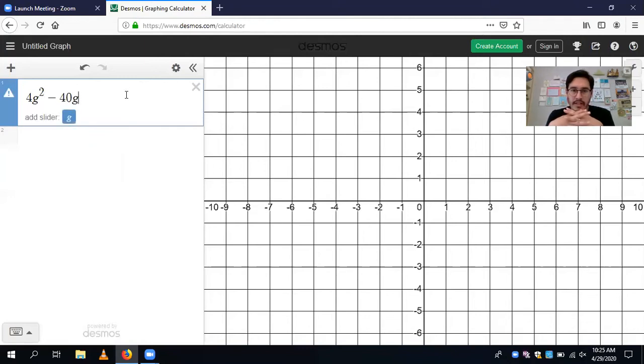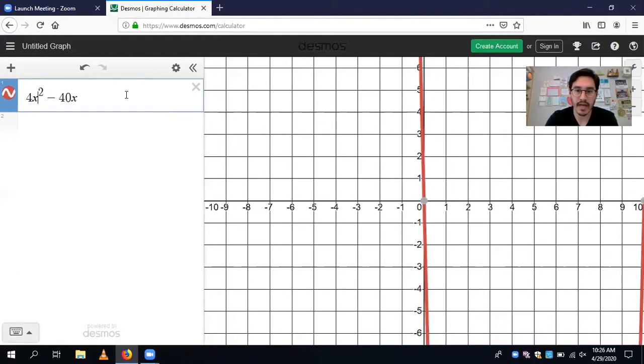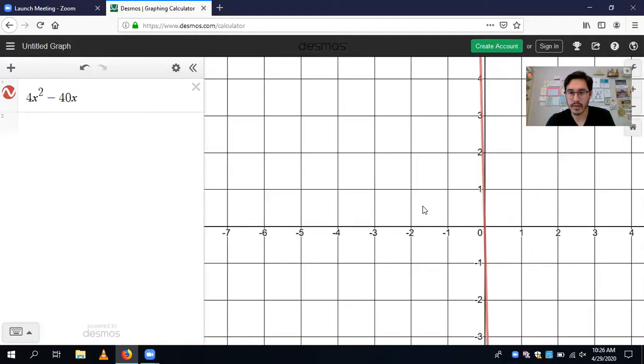Now, Desmos is not reacting to this. I think they prefer we use x instead of any other letter. So let's just change the g to an x. See if that works. Yeah. Okay. So g, x, ABC, it doesn't matter what letter you use. So here was the quadratic function. And we can see, oops, let's zoom out.